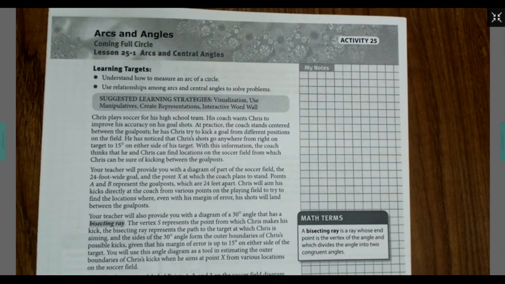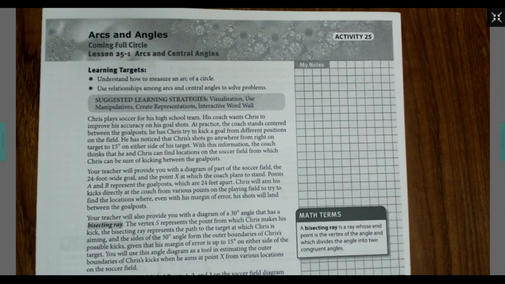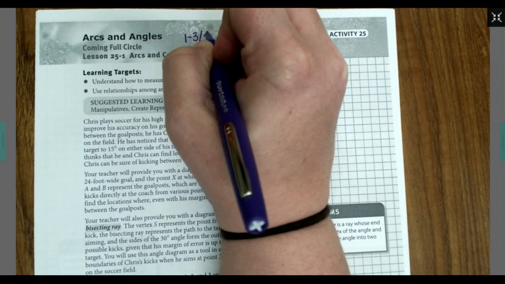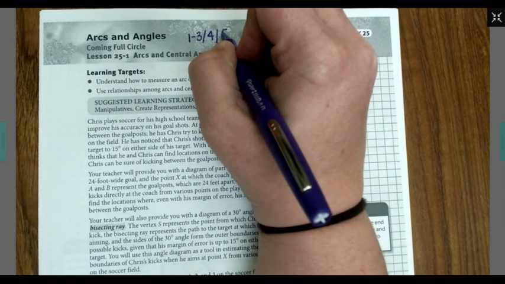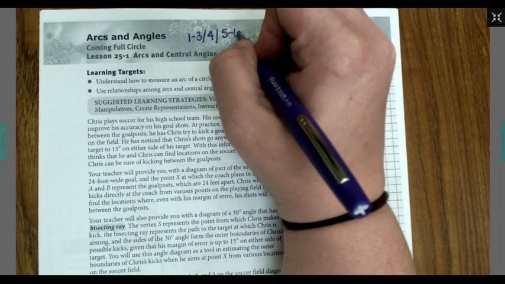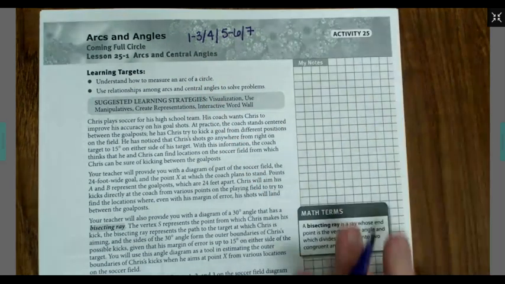Today we will be covering lesson 25-1, Arcs and Central Angles. This lesson will be split into 4 separate sections. It will cover questions 1 to 3, question 4, questions 5 to 6, and then question number 7.